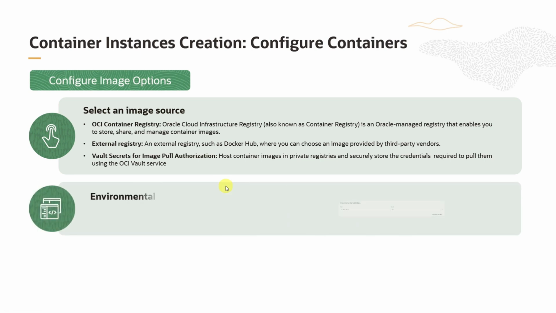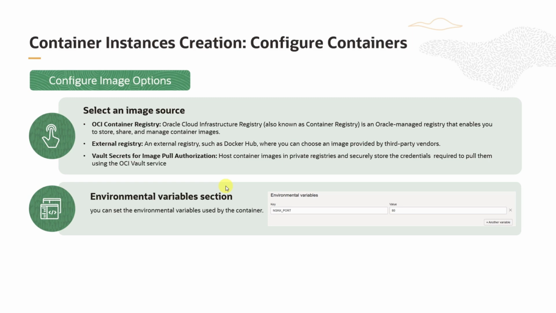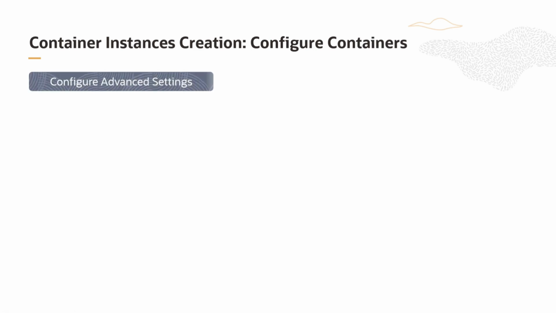Additionally, you can set environmental variables for the container under the environmental variables section. These variables customize the container's execution, allowing for greater flexibility. For example, you can specify variables like nginx_port to customize your nginx behavior or mysql_password to customize your MySQL container's behavior. Let's continue configuring containers for your container instance.